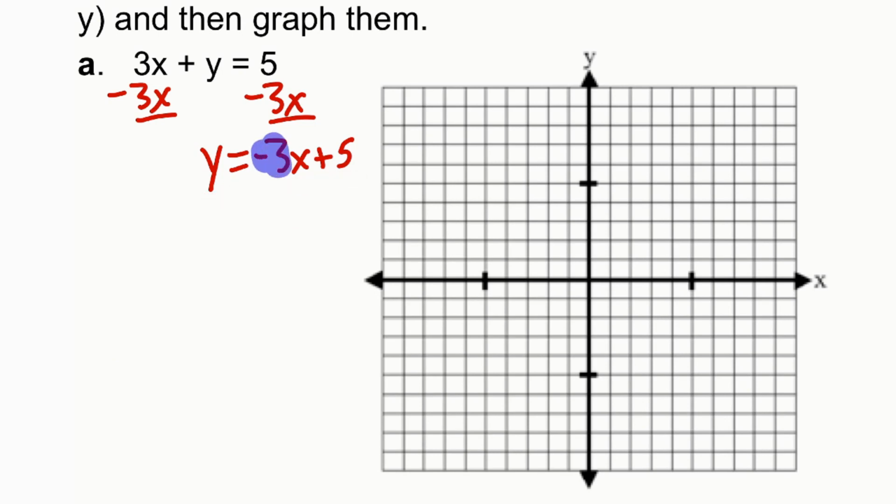My slope is negative 3, and here my b value tells me that I'm going to have a point (0, 5), and my slope of negative 3 says go down 3 and to the right 1, down 3 and to the right 1. I can also go up 3 and to the left 1. Now I can connect those like that.